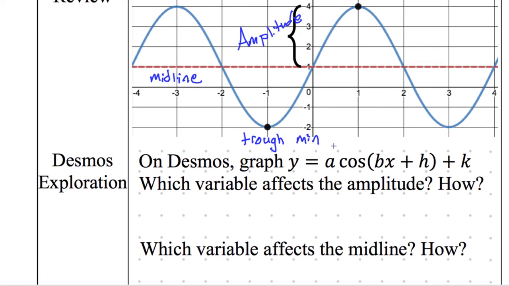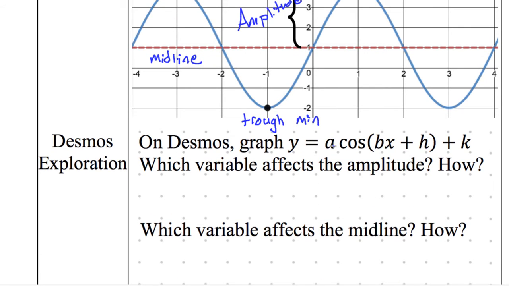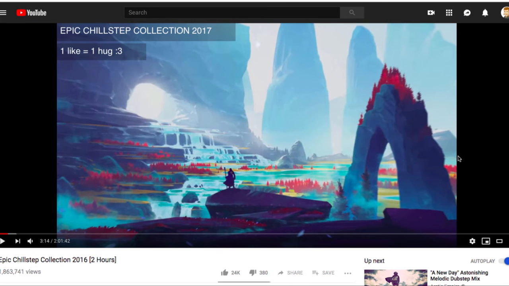Okay. So we're going to Desmos. We're going to graph this function y equals a cosine bx plus h plus k. Make sure you have the parentheses and everything in the correct spot. Once you graph that, it will say, do you want to add variables a, b, h, and k? And you will say yes. So what does that look like?